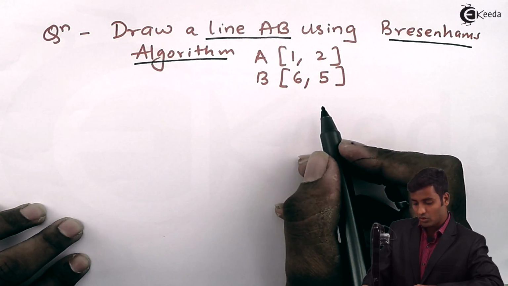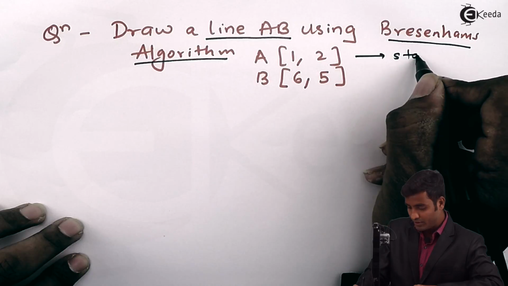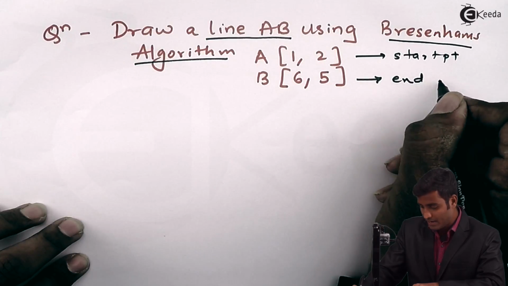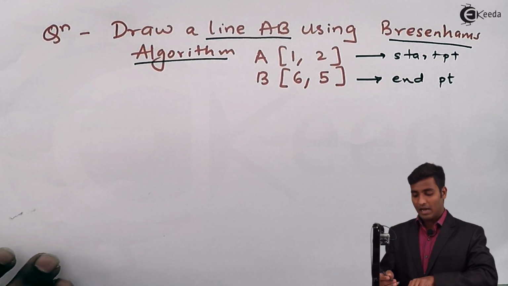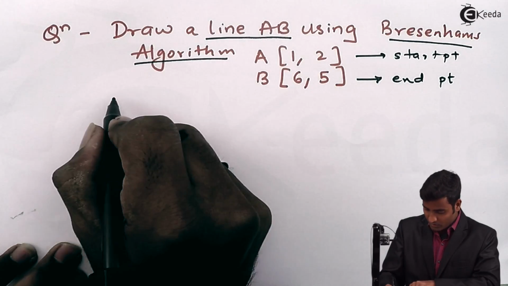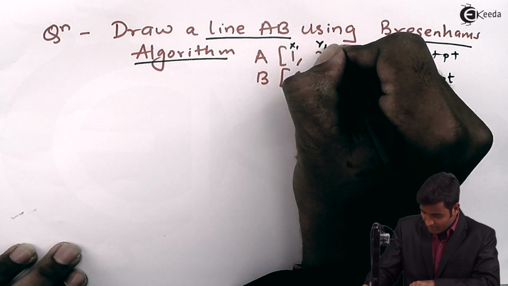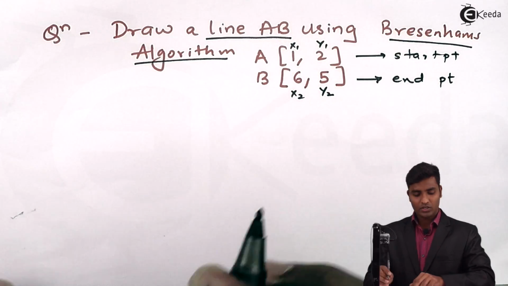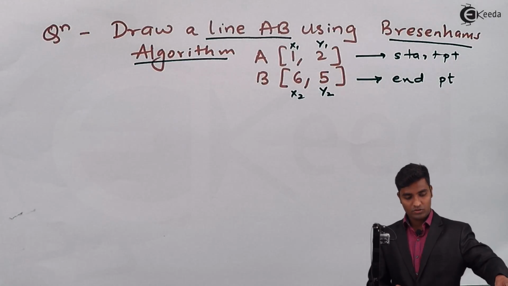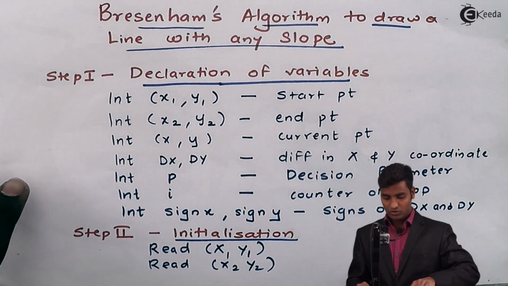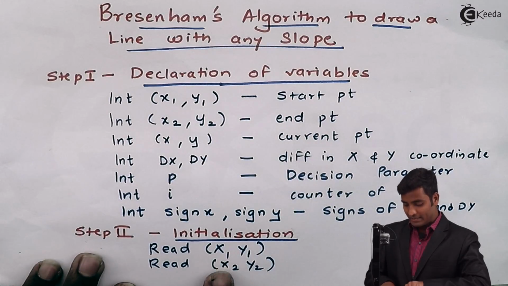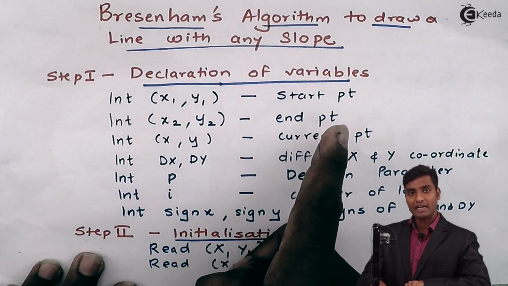So line AB is given. This is the starting point on the line and this one is the ending point on the line, which means that I have x1 y1 and x2 y2. So this is x1 and this one is y1, this is x2 and this is y2. Now we will see the steps for Bresenham's line algorithm. First we saw the starting point and ending point, and we have to read that is x1 y1 and x2 y2, which we already have.